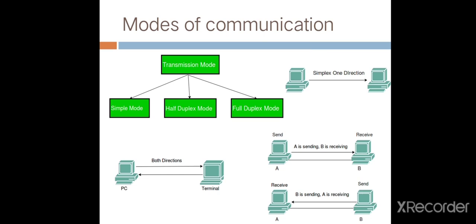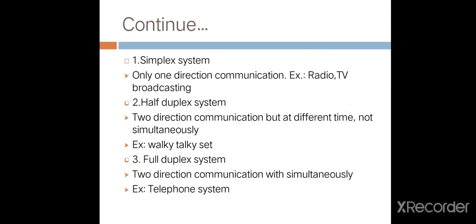Then in a full duplex system, signals are transmitted in both directions at the same time. This is the explanation about transmission mode. Simplex system: only one-directional communication. Examples are radio, TV, broadcasting, etc. Then half duplex system: in this system, there is two-directional communication but at different times, not simultaneously. An example of that system is the walkie-talkie set. Then last, the third, full duplex system: in this, there is two-directional communication simultaneously. An example of that system is the telephone system.